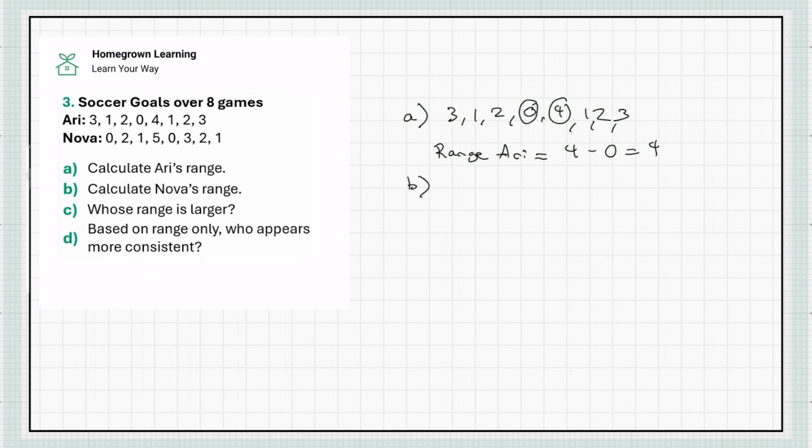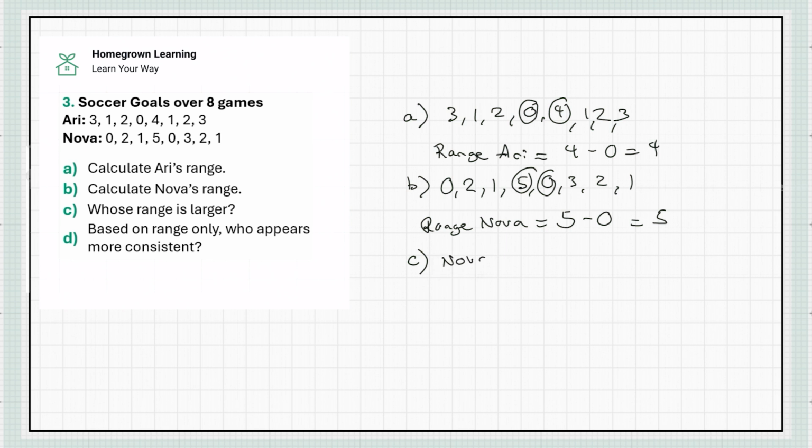Now we calculate Nova's range. So Nova has the data set 0, 2, 1, 5, 0, 3, 2, and 1. So the range of Nova is going to be equal to the highest value, which is going to be 5, take away the lowest value, which is going to be 0, which is just equal to 5. So when we look at whose range is larger, it's going to be Nova. Nova has the larger range.